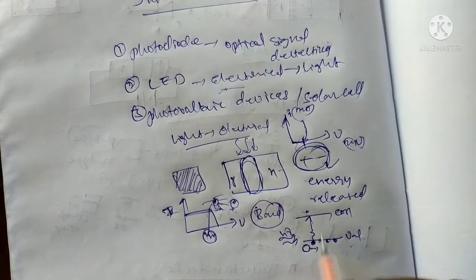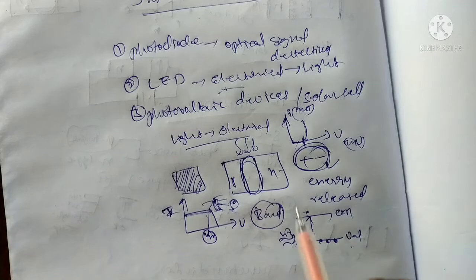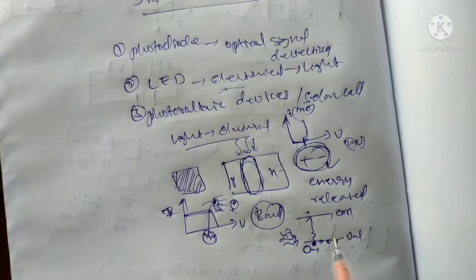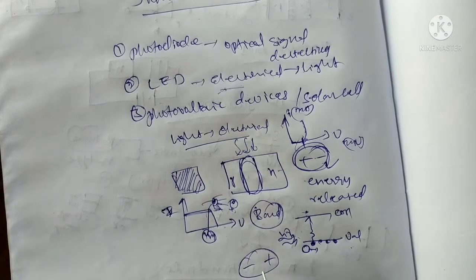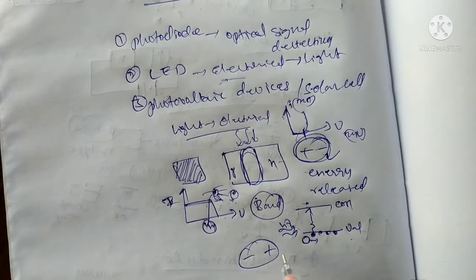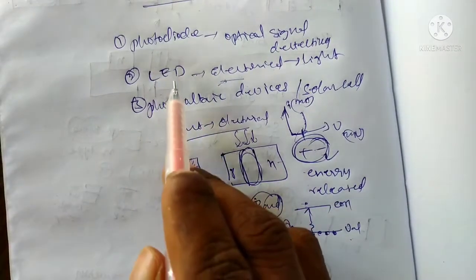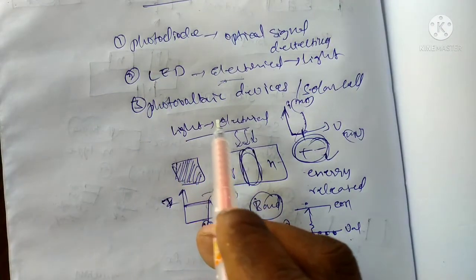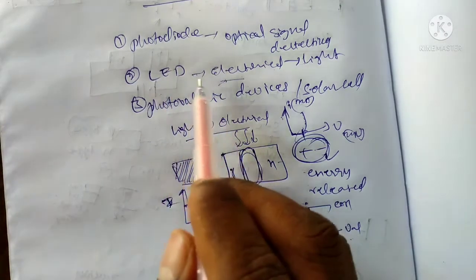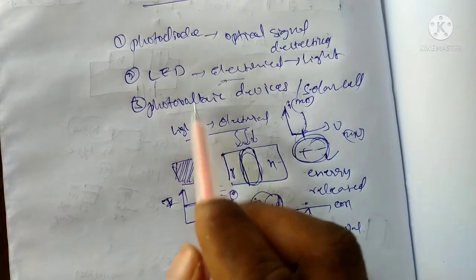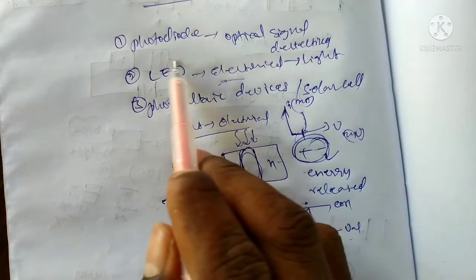This process can occur in the case of the LED, solar cell and photodiode. It is a recombination process. Recombination means electrons appear and holes are created. This is electron-hole pair generation in the case of the photodiode, LED, and photovoltaic cell or solar cell. But in the case of the photodiode, it is reverse bias, so the electron-hole pair generation is very low. A low amount of energy is released in the case of the photodiode.